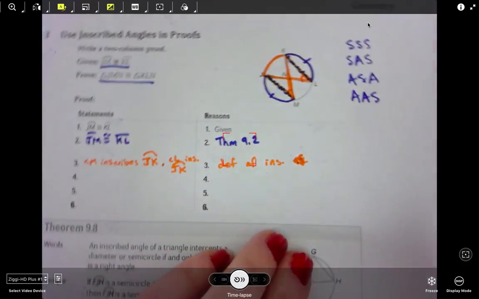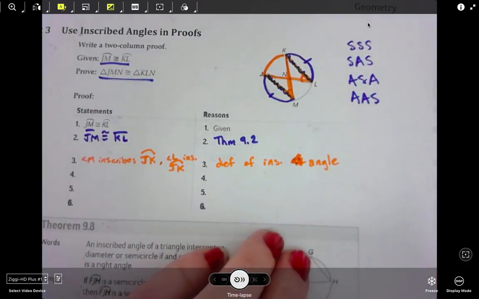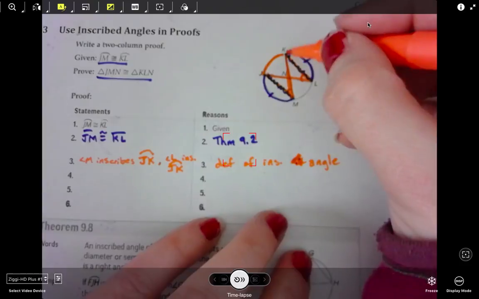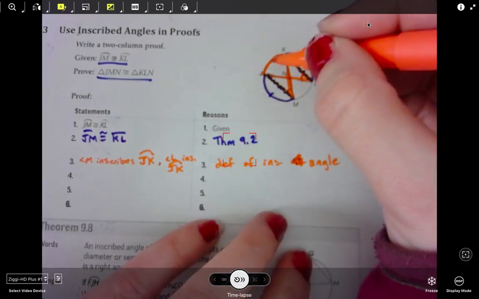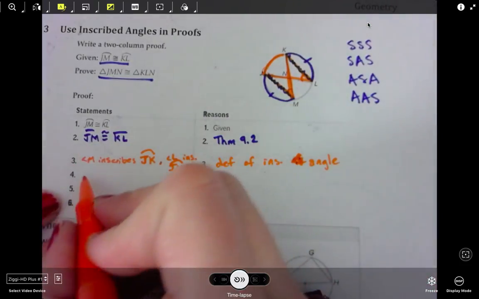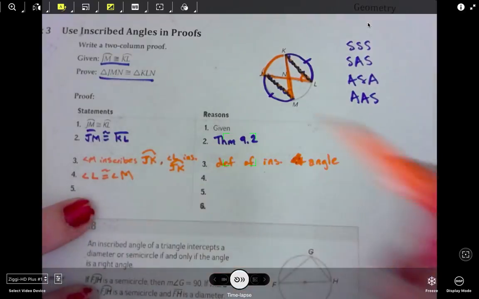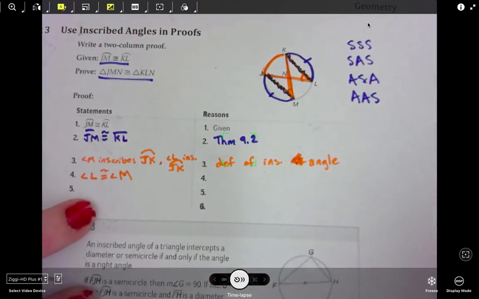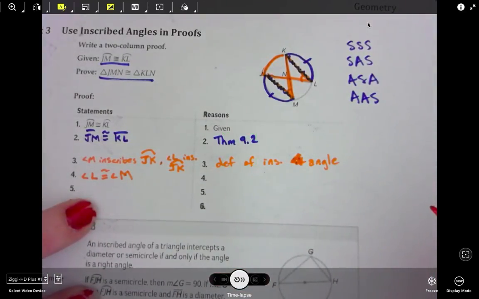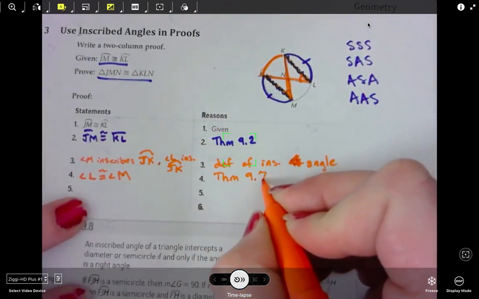Definition of inscribed angle. I'll write it out. N-G-L-E. Definition of inscribed angle. Okay? So L and M are inscribing the same arc. So now in the next step, we can say that angle L is congruent to angle M. And that was the theorem that we just talked about. It was theorem 9.7. We'll write this down here in just a second on the theorem sheet.